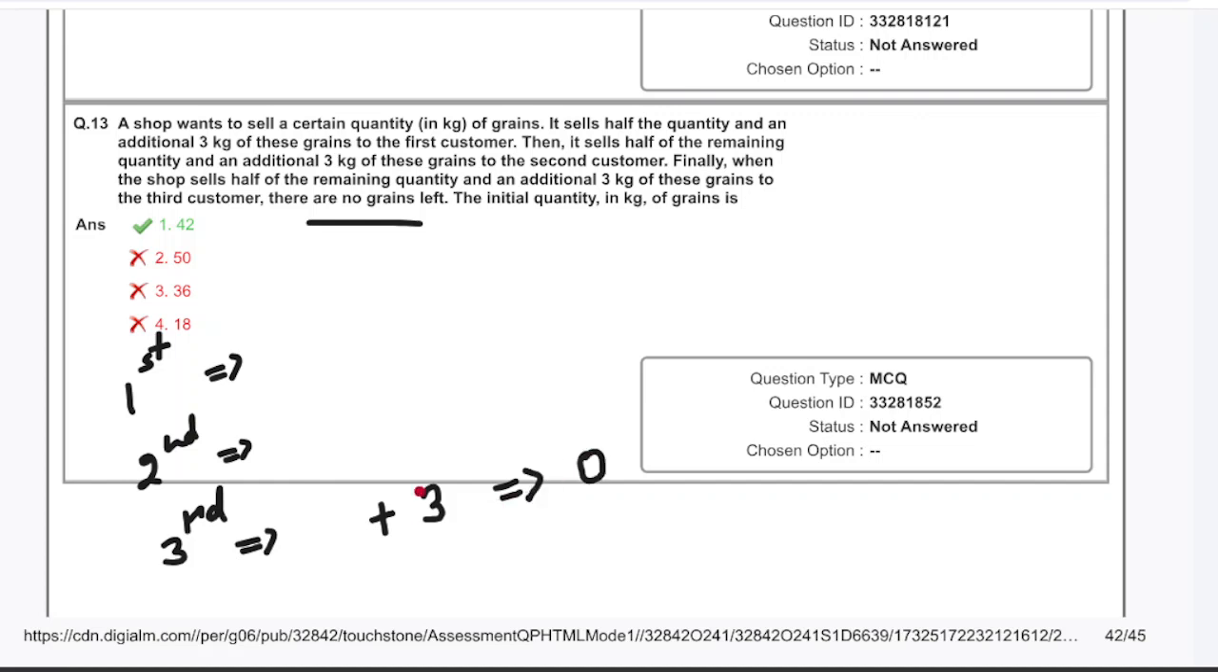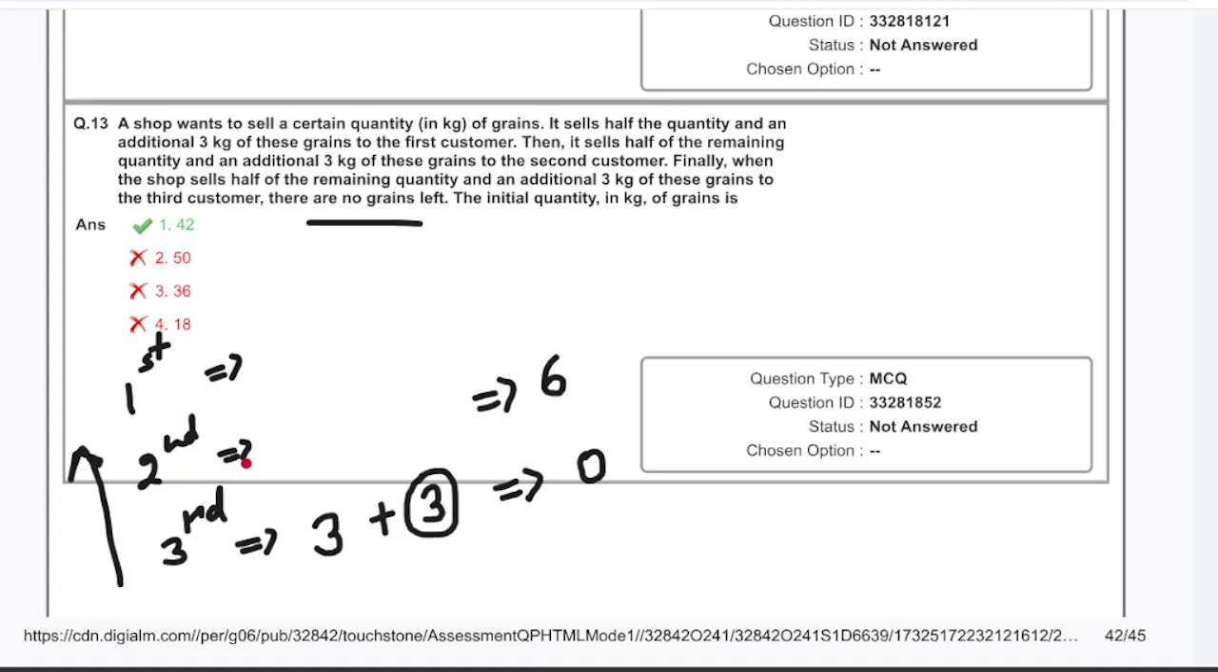That means this 3 should be the half again. That means he must have picked up 3, that is half of the remaining one, after the second person picked up. Half of 6 is 3 he picked up, and the remaining 3 again he picked up, so it became 0. That is how we solve this kind of question. We always go in the backward movement. So the third person, he picked up 3, that is half, plus 3. So it got 6 before the third person took the grains.